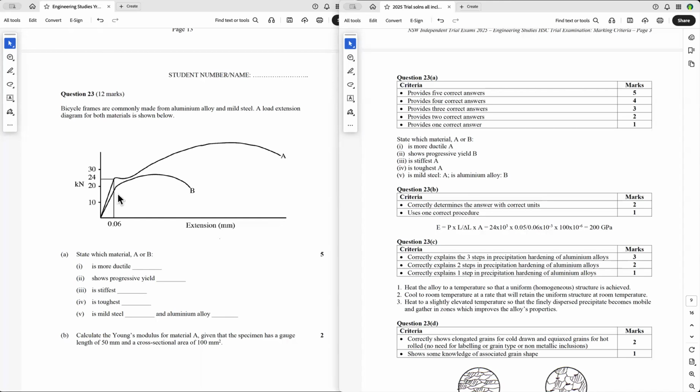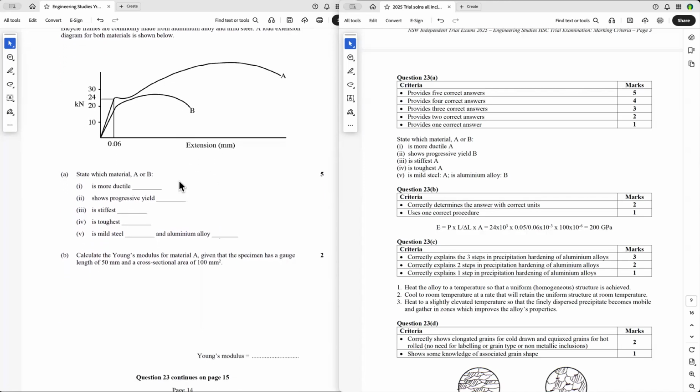Which one is stiffest? The stiffness is Young's modulus, and it's the angle of the straight line section. So this one here has got a lower angle to the vertical than that one. So therefore, this one A is the stiffest. Which one is the toughest? The toughness is indicated by the area under the graph, and obviously A is the toughest. And which one's mild steel? This has got to be mild steel because it's got a definite yield point, and the other one obviously is aluminium alloy.